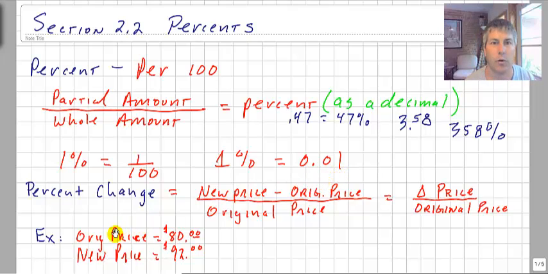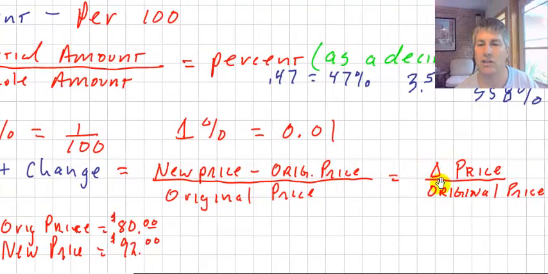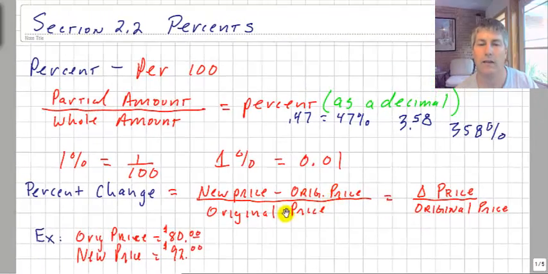We can also calculate the percent change in something. Okay, the percent change, how much it changes as a percent, is essentially just the new price minus the original price, which is our change in price. New minus the original is our change. That triangle is delta, means change in price, divided by the original price. So percent change is simply the change in price over the original price, or the new minus the old, divided by the original.